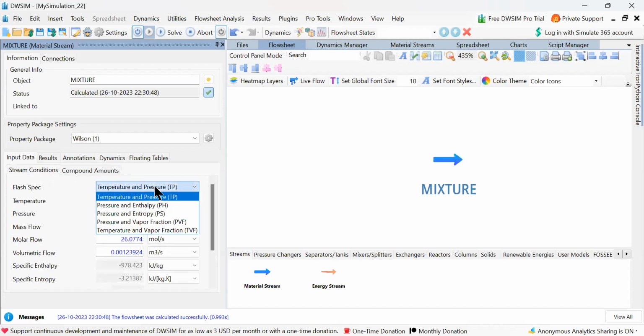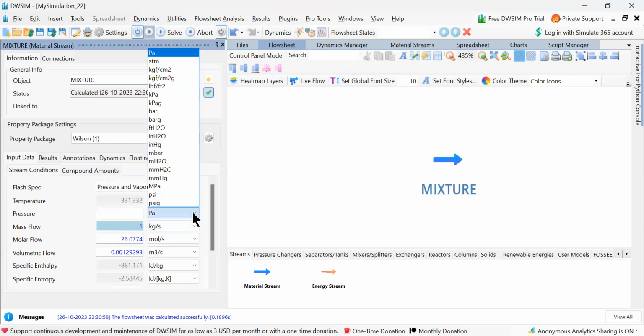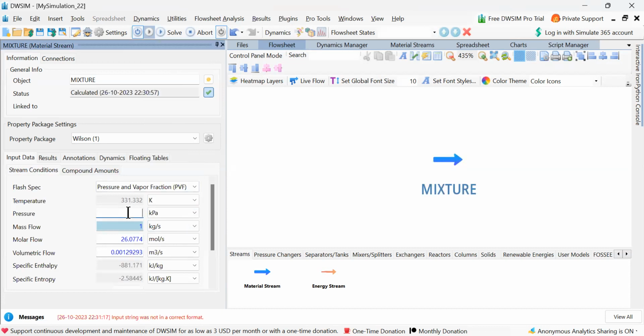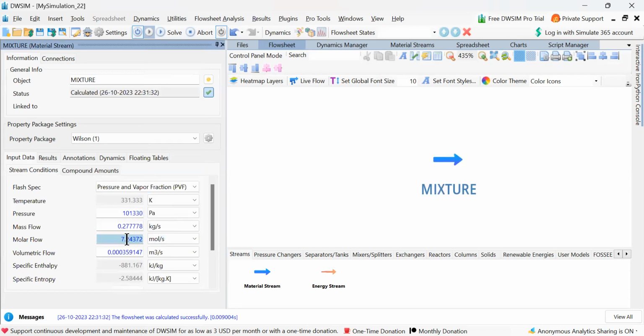Now I go to stream conditions again. Now I have to calculate temperature. So I specify pressure and vapor fraction there. What is the pressure given in the problem? Pressure is given as 101.33 kilopascals. It is shown as pascals, so let me change it to kilopascals. It is taking. So I say 101.33, press enter. Let us change the flow to kilomoles per hour. I name it as 1 kilomole per hour.